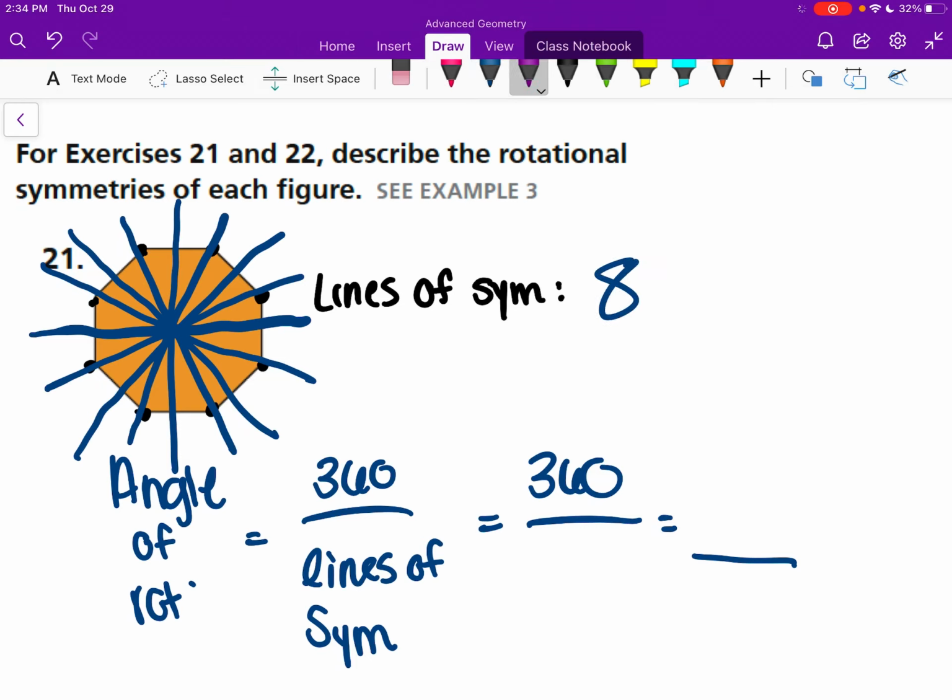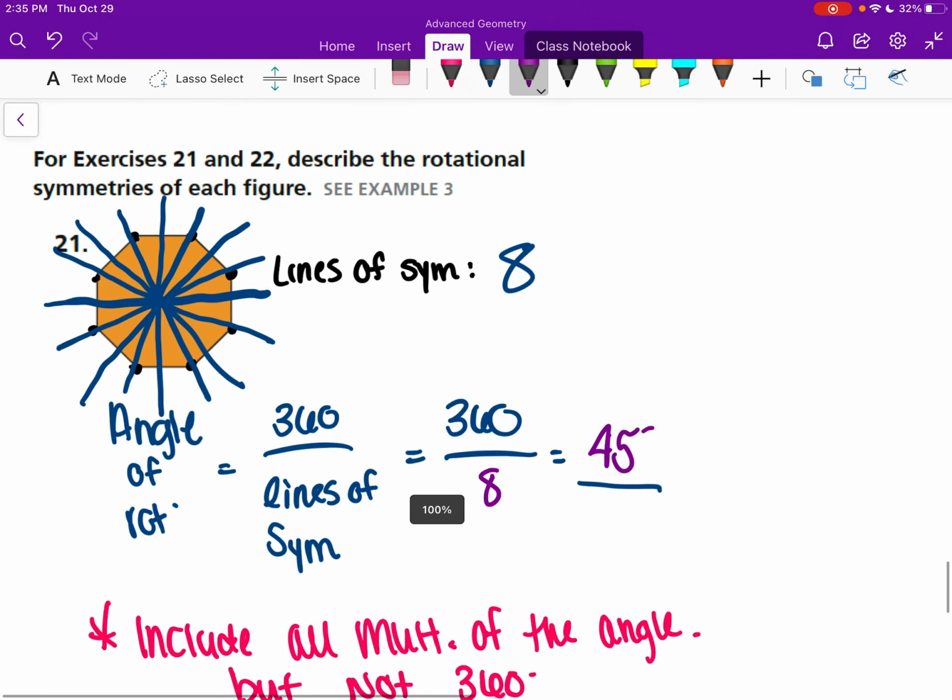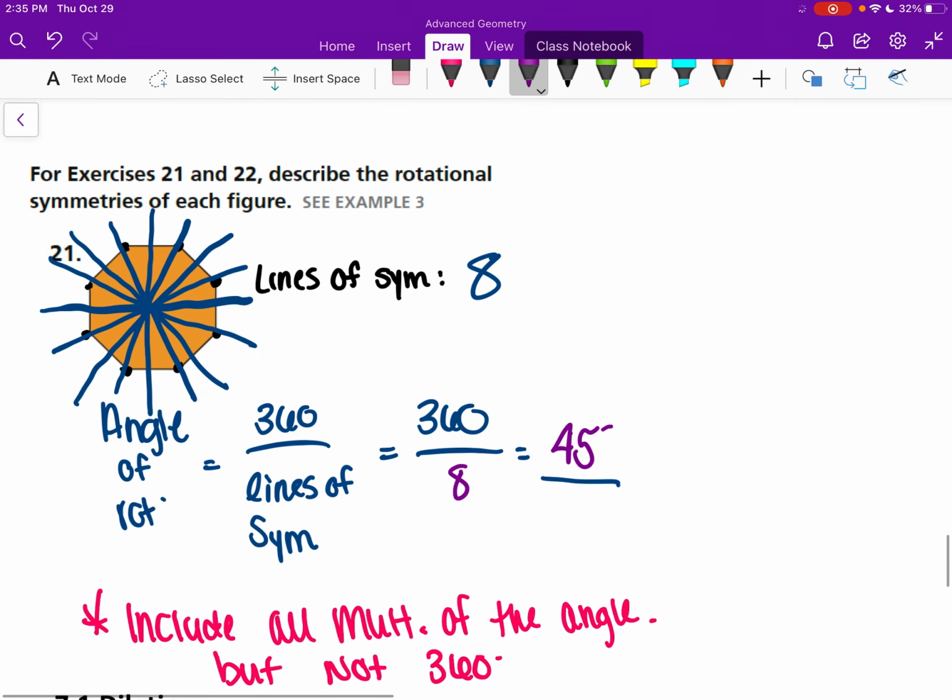8 lines of symmetry. So that means I can figure out that initial angle of rotation. If I do 360 divided by 8, and 360 divided by 8 is 45 degrees. So that means I can rotate it every 45 degrees and it's going to look the same. So I want to include all of the multiples of that angle, but I don't include 360 because as we discussed in class, if you rotate something 360 degrees, it looks exactly the same. So truly that actually didn't change it at all.